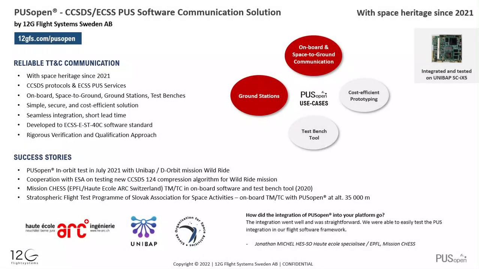PUSopen is a single C library implementing CCSDS and ECSS PUS communication protocols. It's a simple and cost-efficient solution. The library itself is for free. You just need to register, download, and you'll be all set to start integrating it.